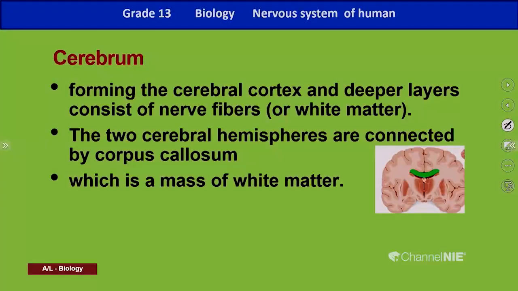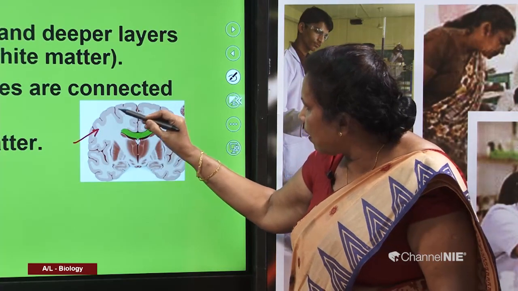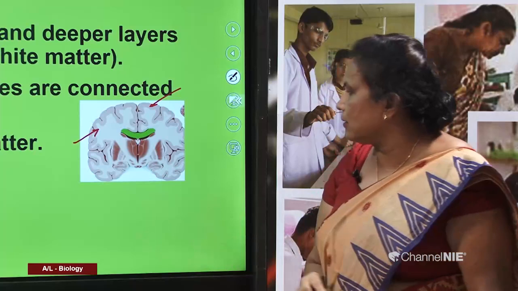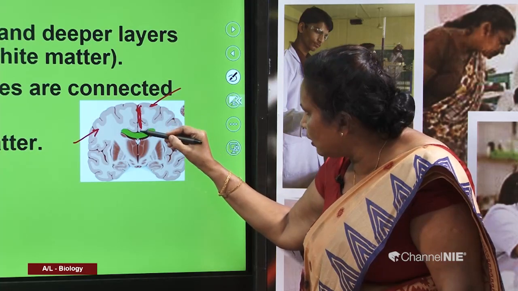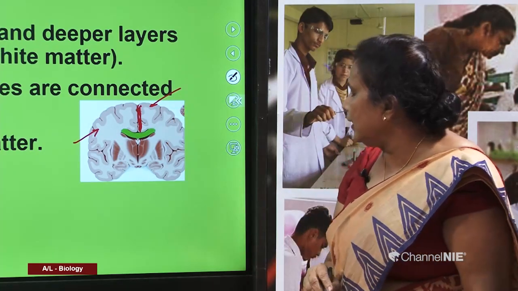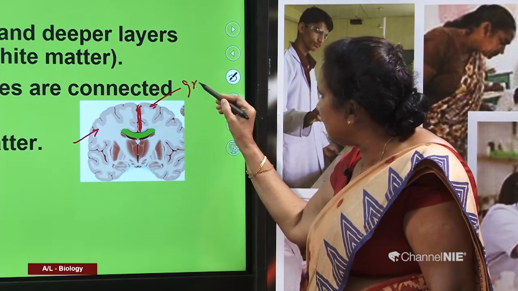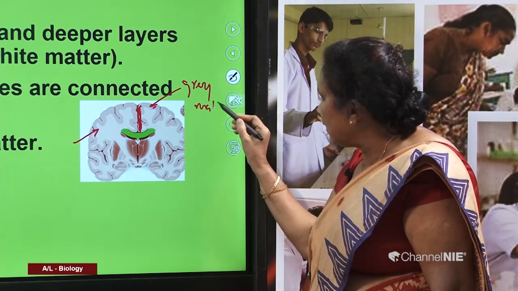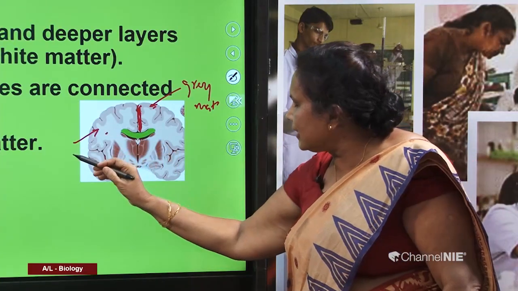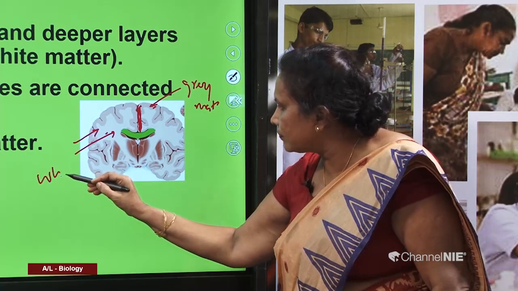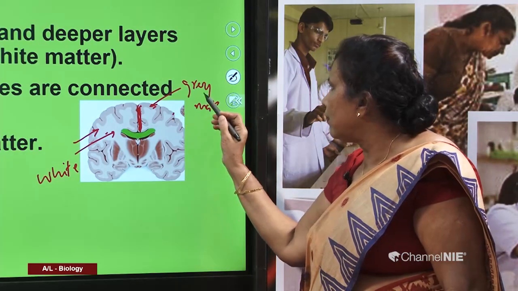Superficial part. If you see this particular diagram, you can see this region here, this part. This is the superficial region. This is what I told you earlier, the longitudinal fissure. Here you can see the longitudinal fissure, this one, right? That is the deep cleft. This is what we call the grey matter, right? This is also a section across the brain. Now, in this region you can see white matter. This is white matter. The cerebral cortex is made up of grey matter.